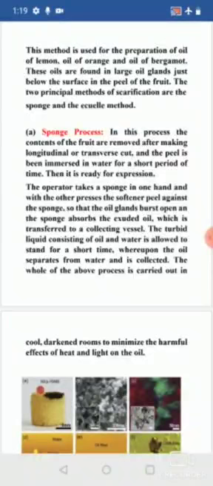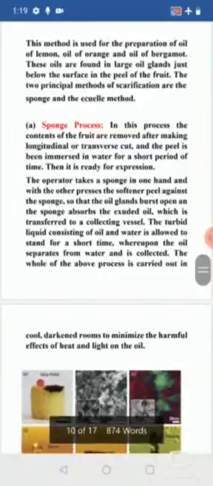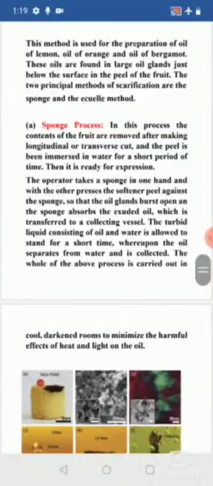In this method you are going to keep it away from sunlight, because it is going to cause darkening of the color of the volatile oil due to oxidation. This method is suitable for fruits which contain volatile oil in their peel, like the orange and the lemon.